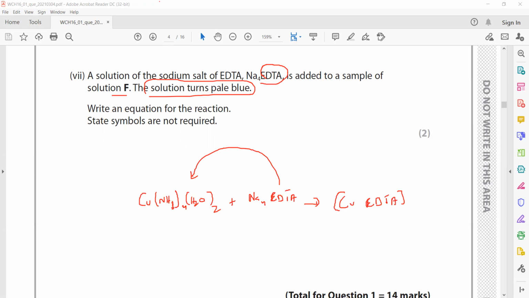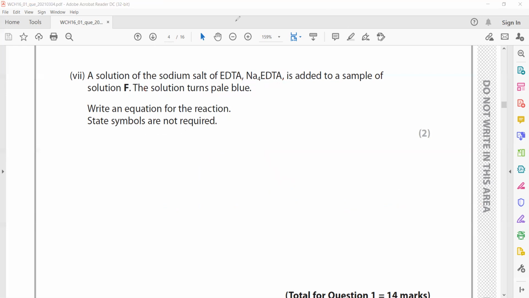And what is the charge on EDTA? We can clearly work out from the sodium being +1 that it is -4. So the charge on the complex will be -2, because -4 and +2 gives -2. Plus it will release sodium ions and ammonia plus water molecules. State symbols are not required, so you don't have to write the state for each.